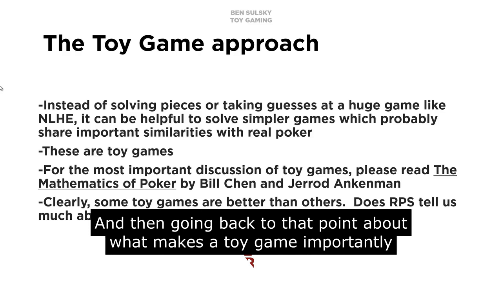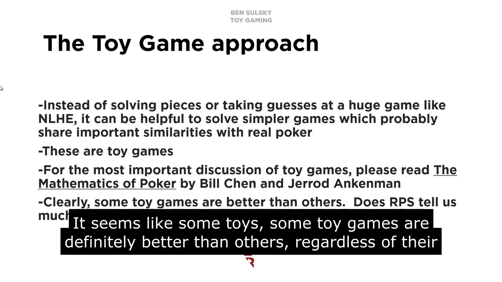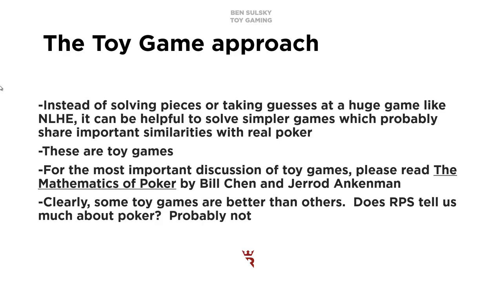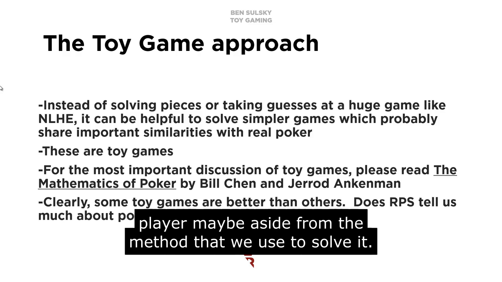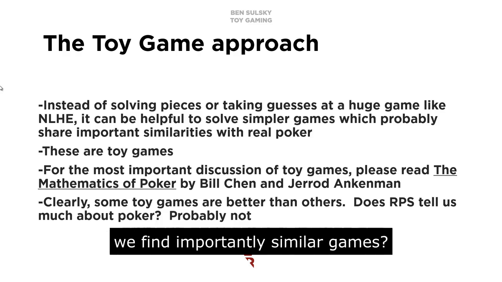And then going back to that point about what makes a toy game importantly similar to real poker, it seems like some toy games are definitely better than others, regardless of their complexity. For example, does RPS, rock, paper, scissors, tell us much about poker? It doesn't seem like it. It doesn't seem like there's much way to take that information and be a better poker player, maybe aside from the method that we use to solve it. And so certainly a blank that we're going to have to fill in is, how do we find importantly similar games?